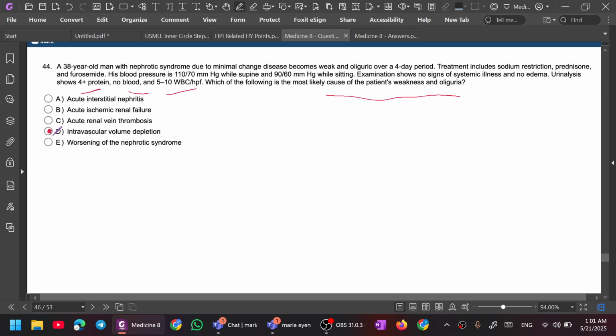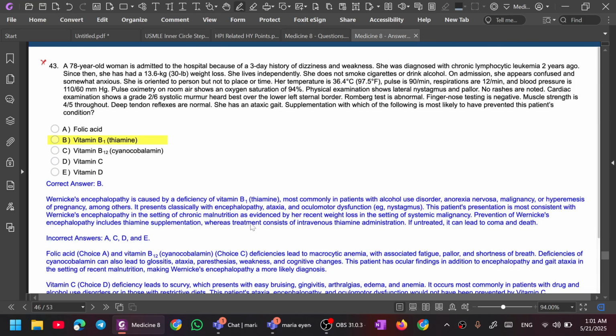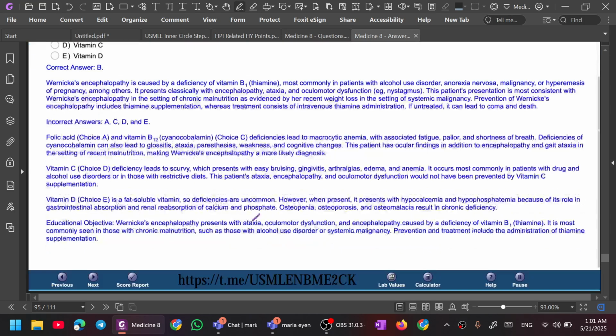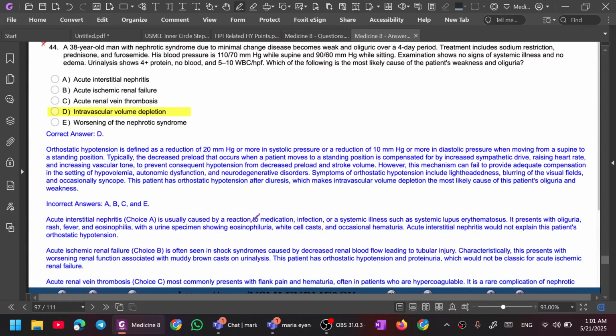Partial hypertension, what does it indicate? Isn't it volume depletion? I think so. The vascular volume depletion. I don't know, Joe, because these days I make lots of mistakes. No, yeah, it's probably volume depletion.